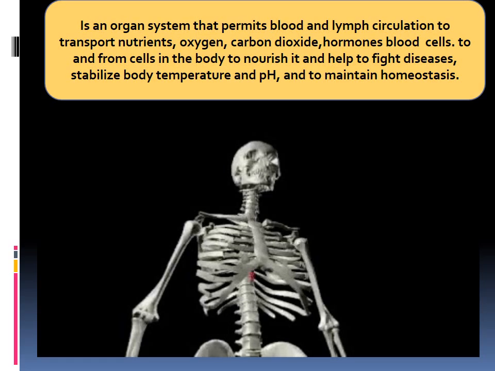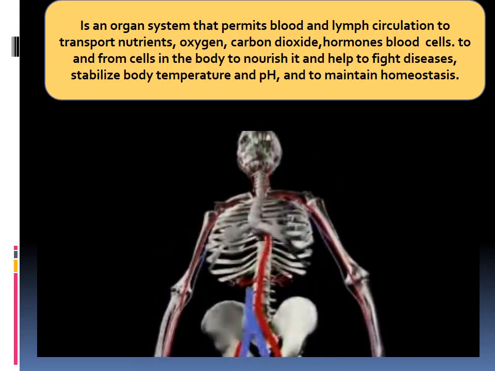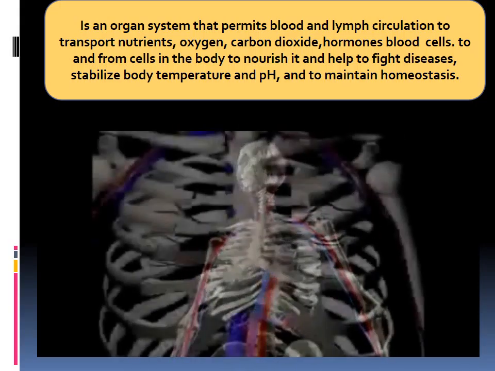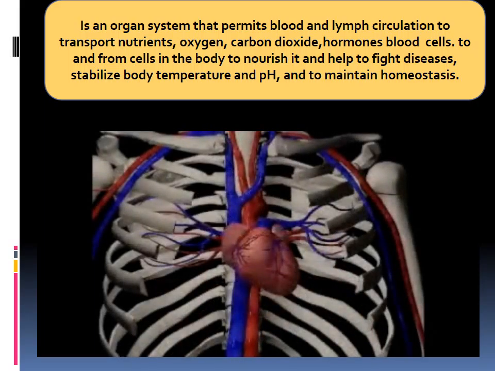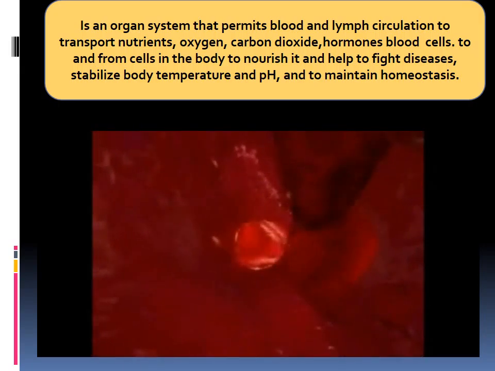Circulatory system. The circulatory system is an organ system that passes nutrients, gases, hormones, and blood cells to and from cells in the body to help fight disease, stabilize body temperature and pH, and maintain homeostasis.